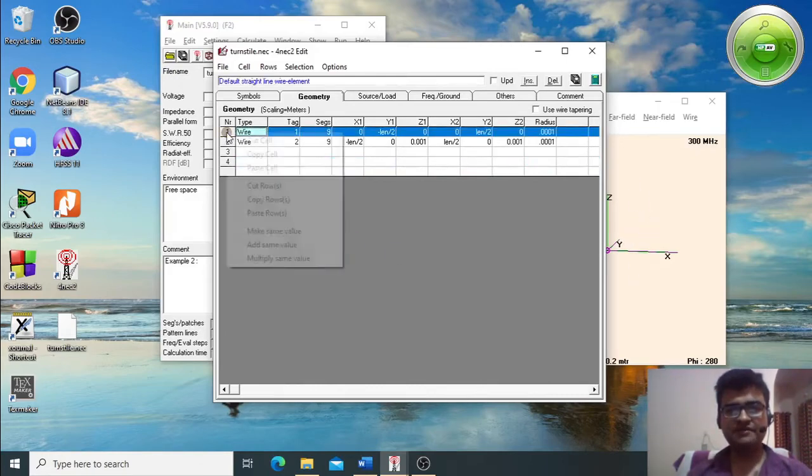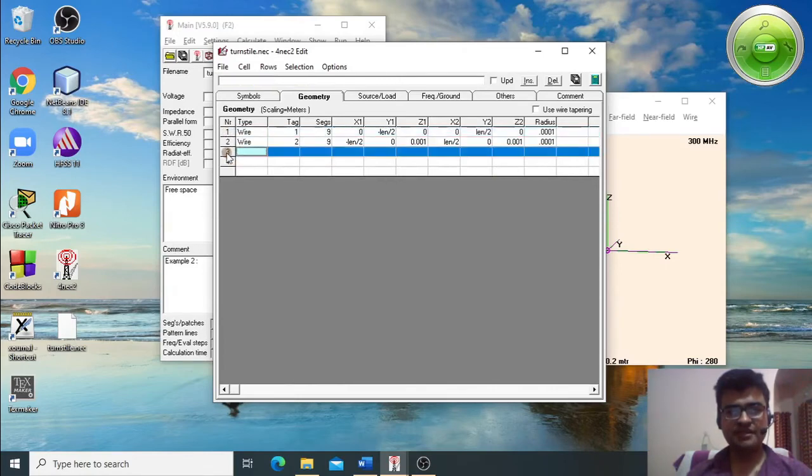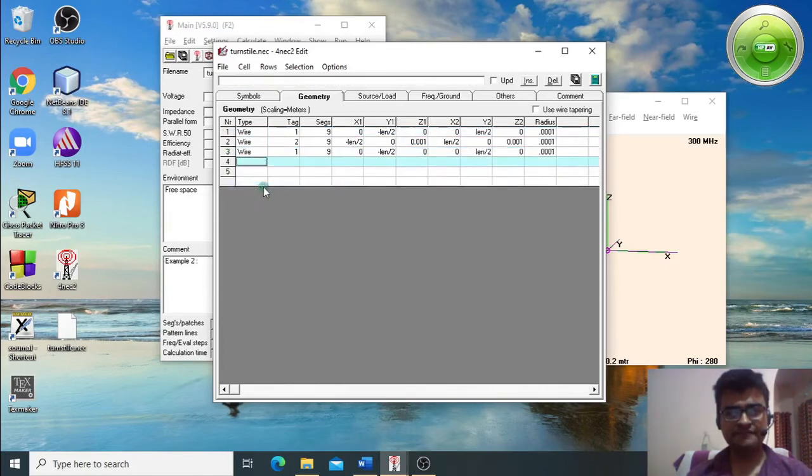So to do that, I am copying this and pasting it on the third line, and again you have to rename it as 3, and everything should be the same because we are making a replica. Just the thing that has to be changed is this z-axis, because we are trying to lift it up.